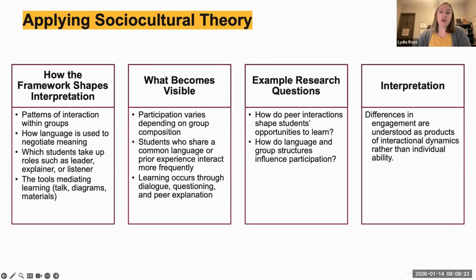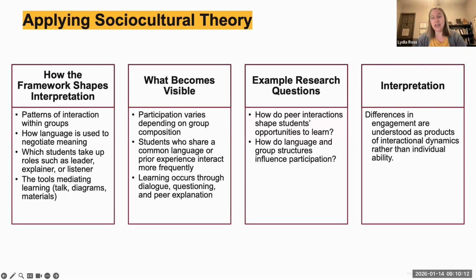If we approach this scenario using a sociocultural framework, our attention is immediately going to shift to interaction and participation. Rather than just asking why some students are quiet, we will ask how the learning opportunities are structured through group interactions. I'll pay closer attention to who speaks and who listens and how ideas are taken up, and I'll constantly keep coming back to those interactions between students. I might also focus on the tools that are mediating the learning, such as language, diagrams, or different materials. From this perspective, differences in engagement can be understood as emerging from interactional dynamics rather than just individual ability or motivation.